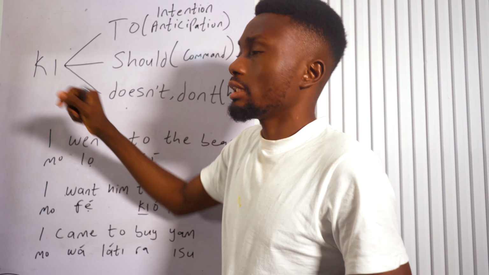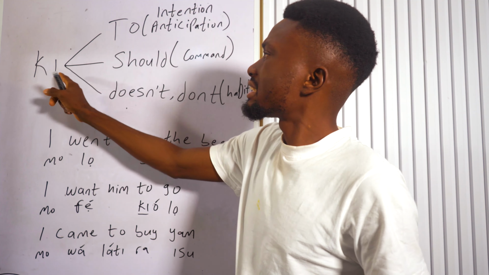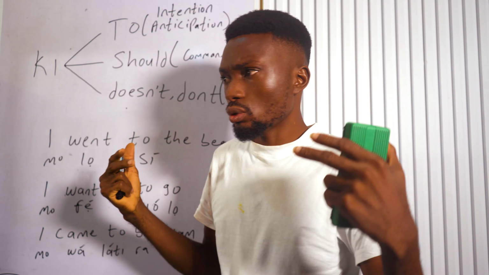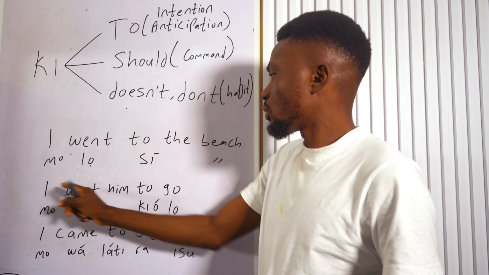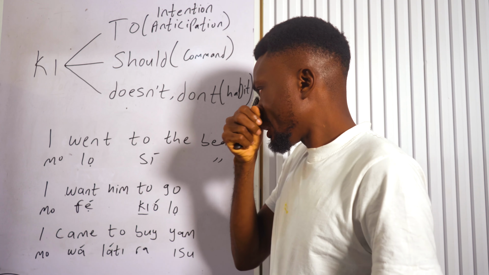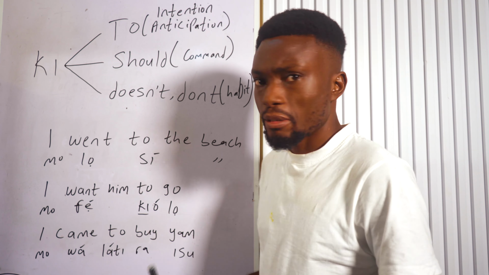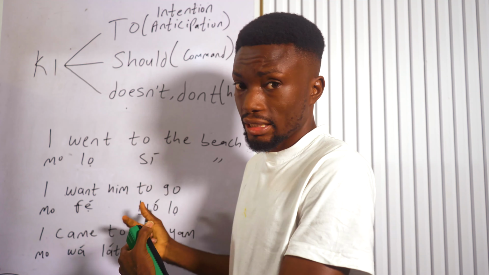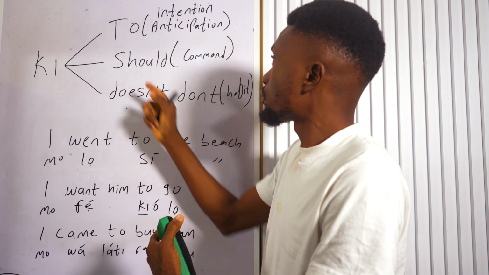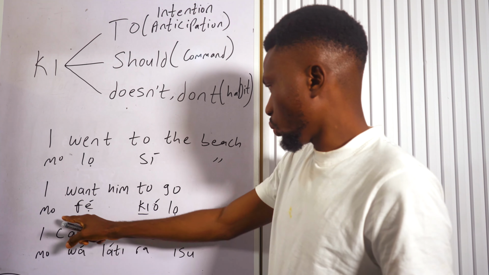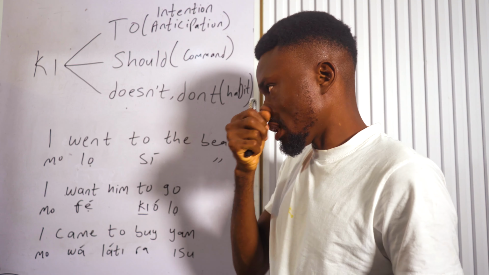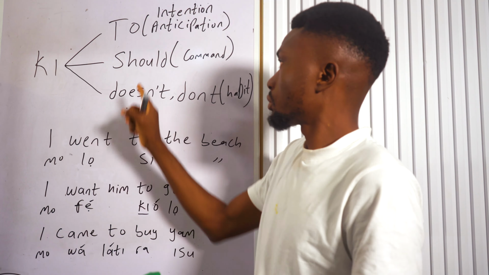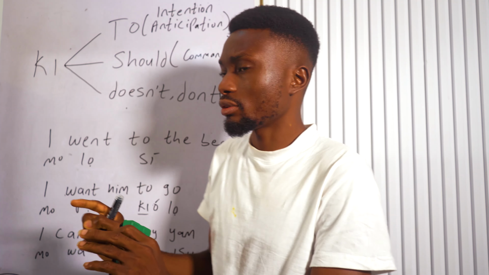So, "kí" in Yoruba. In English, there are different things to represent this "to". So when you are trying to, in your head, know that, for example, I went to the beach, I want him to come, I came to buy yam, all these "to" are represented differently in the Yoruba language, depending on the function that they are taking in the sentence. But of course, the one I will be explaining is "kí", which is this one: I want him to go. So that's what I'm going to be explaining. Of course, this is just the first part. We'll be taking the other two as well. Hopefully, we have more time to go over that.